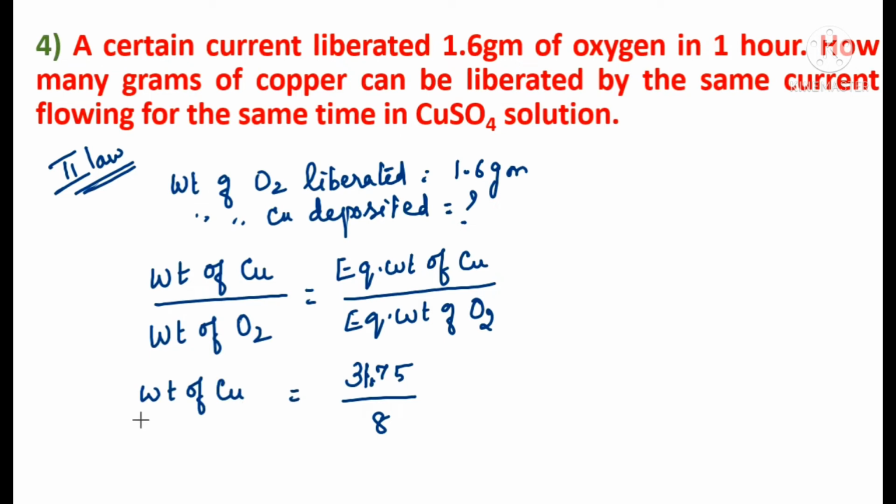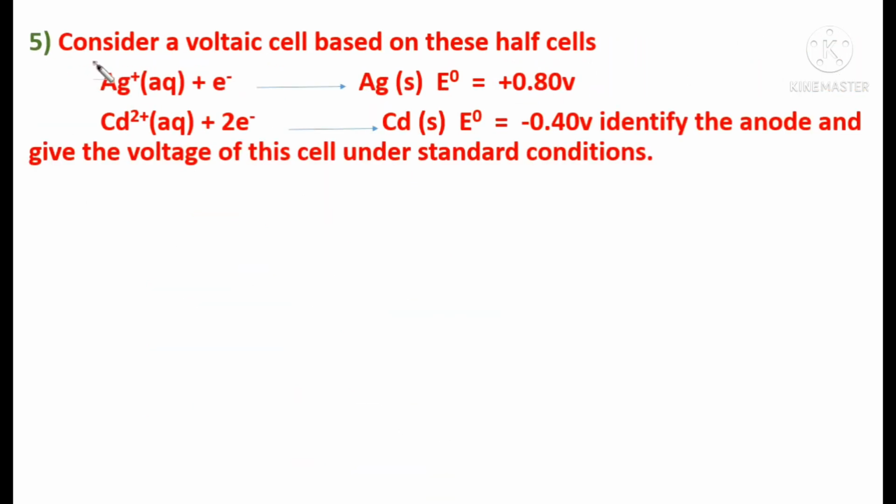Okay, is equal to, divided by, what is the weight of oxygen given? It is 1.6. Now it's easy to calculate the weight of copper, is it not? Simplifying this, you'll be getting 6.36 grams. So the weight of copper getting deposited is 6.36 grams. Understood, students?